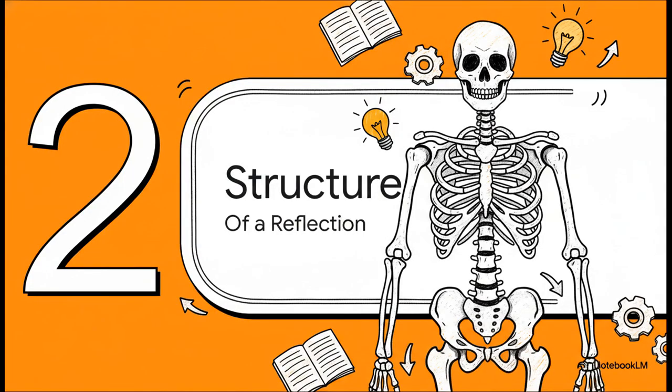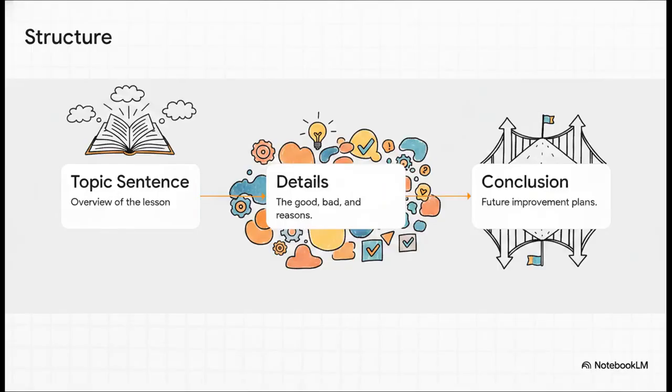All right, let's look at the anatomy, section 2, structure of a reflection. Good writing is all about good architecture. You need a sturdy skeleton to hold your thoughts together. For a reflection, we rely on 3 structural pillars to guide you from the big picture overview down to your nitty-gritty future plans. Step 1 is your topic sentence, setting the stage. Step 2 contains the supporting details. That's the real meat of the reflection. And step 3 is the concluding sentence, which basically builds your bridge into the future.